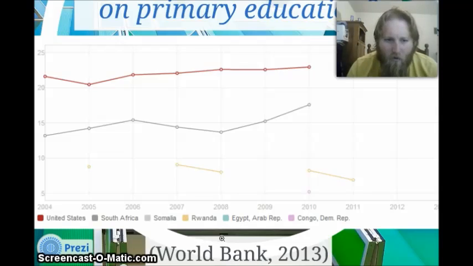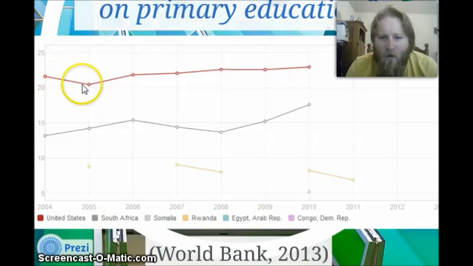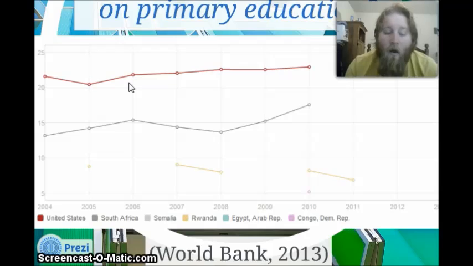As you can see throughout the years right here, the United States has spent about the same. There's not any big drops or gains in what percentage of GDP we are spending towards primary education, and this is strictly primary. So in America, that would be grades K through 6, or K through 5, or K through 8, depending on the state.